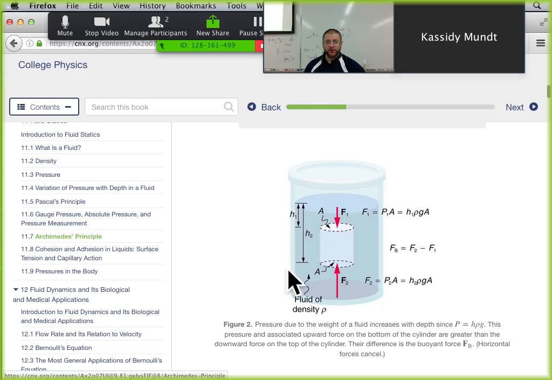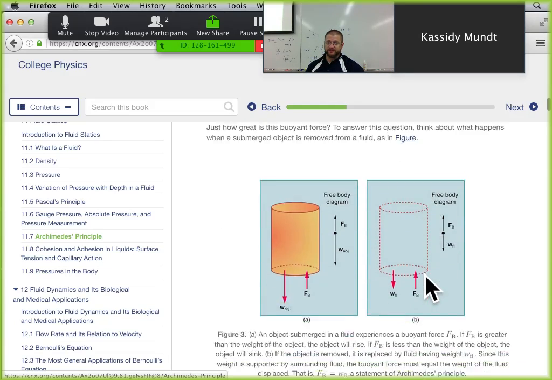And here they show the force diagram of an object experiencing a buoyant force. The pressure that it feels on the top is less than the pressure it feels on the bottom because of the differential in pressures with depth. So it feels a greater pressure on the bottom, a greater force on the bottom, and that is what creates that buoyant force in the end.